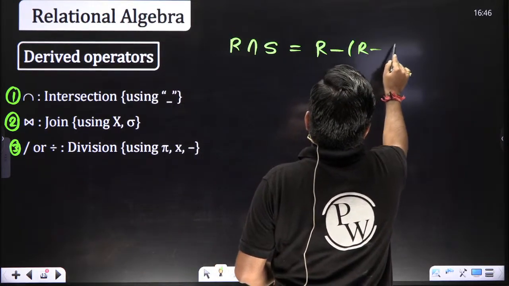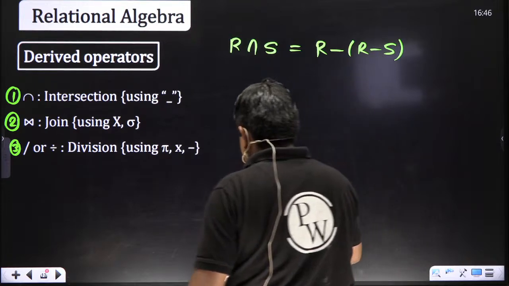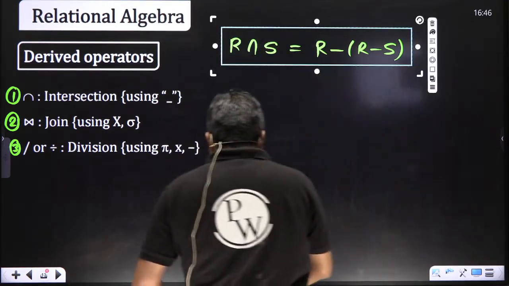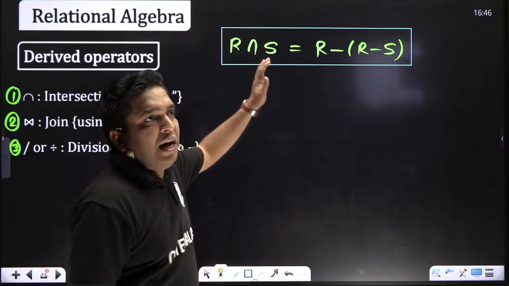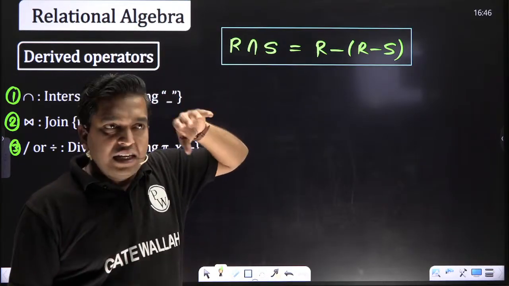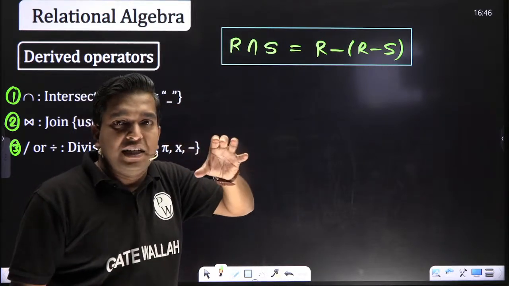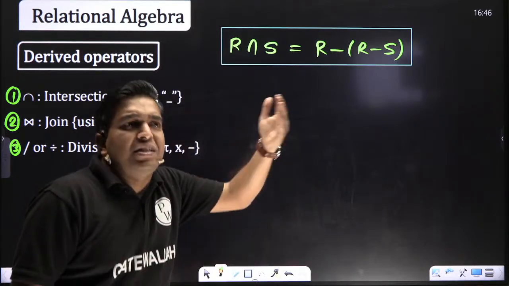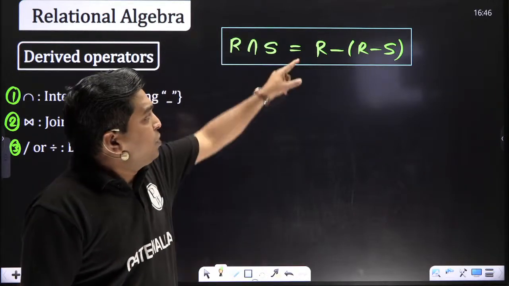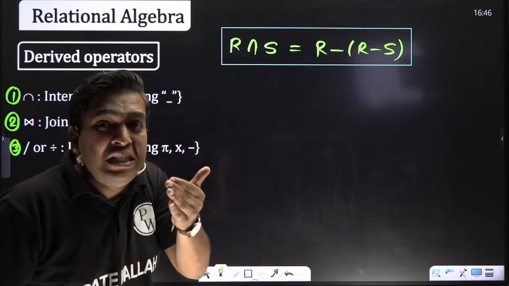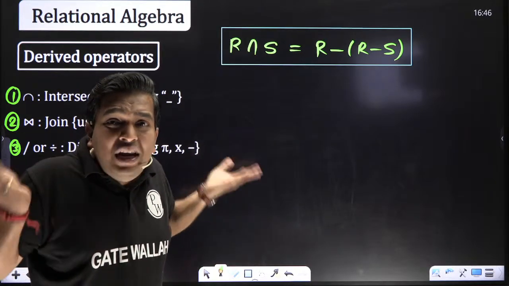R minus S. You know this formula. R intersection S is what? Yes, I know the meaning of intersection: those common tuples which are present in R and also present in S. But how do we write it mathematically? R minus S. That's why please try to feel it, my dear.